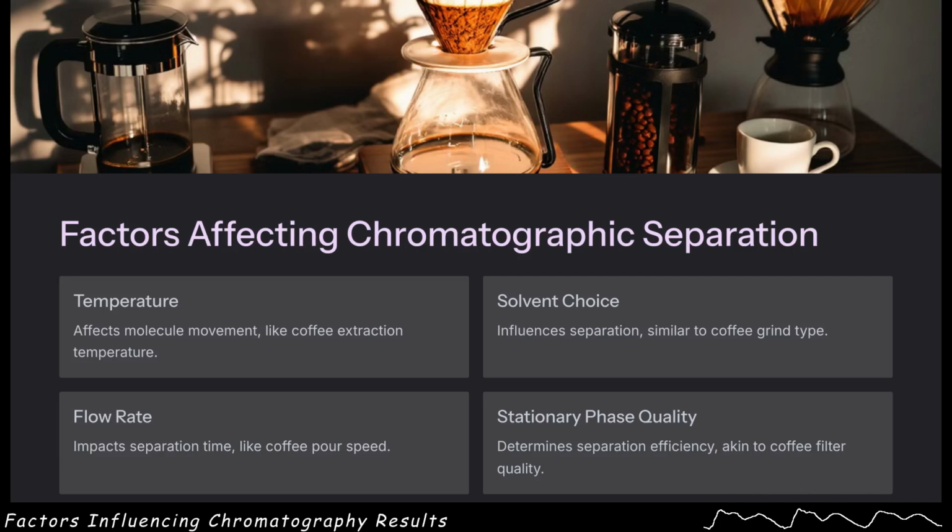The main factors affecting chromatographic separation are temperature, solvent choice, flow rate, and the quality of the stationary phase. These variables are like the rules of the game that determine how well our molecular race plays out. You know, it reminds me of making the perfect cup of coffee. Stay with me here. Think about how different your coffee tastes depending on the water temperature, how fast you pour it, what kind of filter you use, and even how finely ground the coffee is. All these factors affect how the flavors are extracted, just like in chromatography. Change any of these conditions, and boom, you get different results. I once had a student completely mess up their experiment because the lab was too cold, the molecules were moving like they were stuck in molasses.